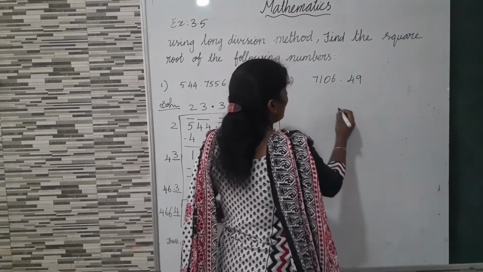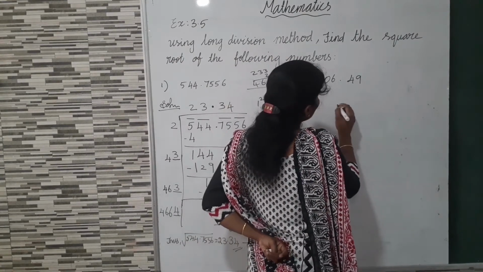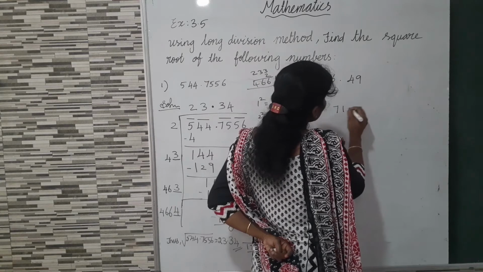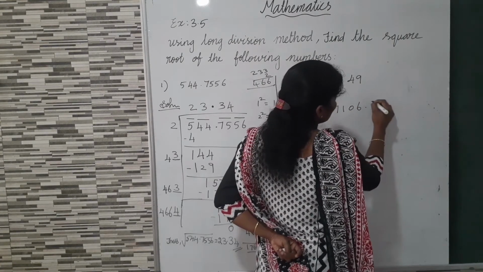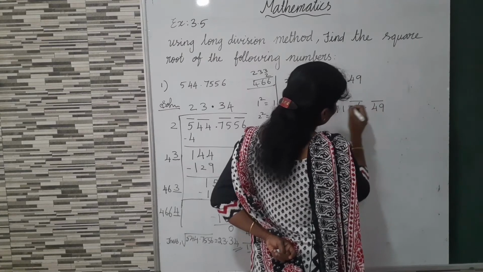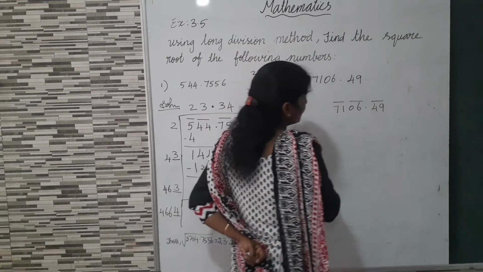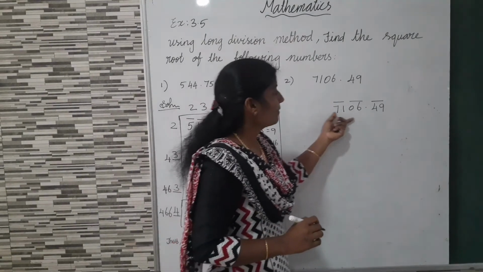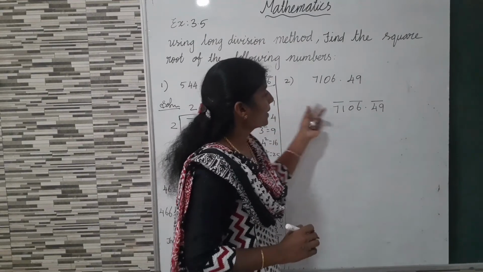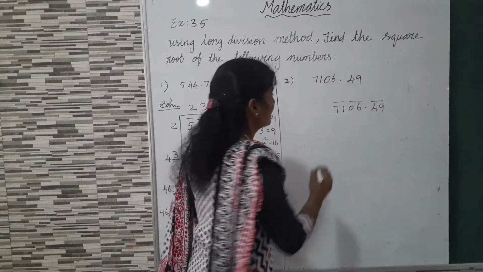7106.49. Now we can split it into periods. 7106.49 into periods: this is the first period, then the next period. We have an even number of digits, so all periods have 2 digits.